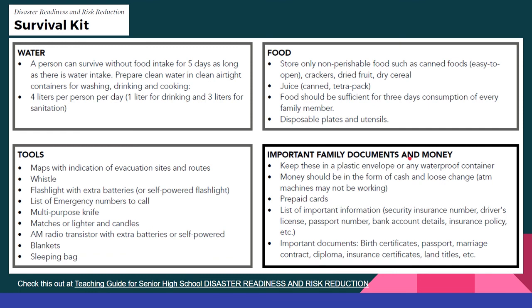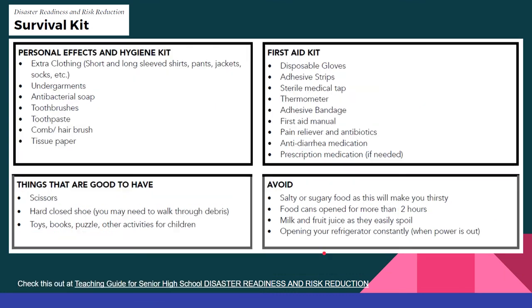Important family documents and money must be kept in a plastic envelope. Money must be available in the form of cash or loose change since ATM machines may not be working, prepaid cards, birth certificates, passport, marriage contract, and all that. For personal effects and hygiene, extra clothing, undergarments, toothpaste, toothbrush, tissue paper, first aid kit, gloves, adhesive strips, thermometer, anti-diarrhea medication, pain reliever. For things that are good to have, a pair of scissors, closed shoes.